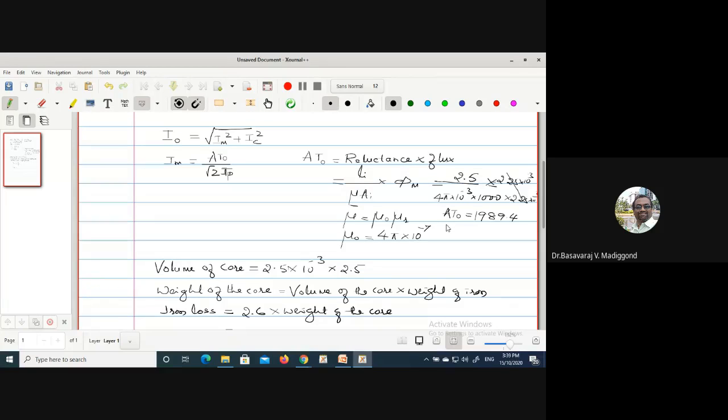2.5 divided by 4 pi into 10 raised to minus 3 into 1000. So 10 raised to minus 7, so 4 pi into 10 to the power minus 7, the mu naught value. Yes, correct. I have written here, no? 4 pi into 10 raised to minus 7. So, all of you got this value? 1989.4.